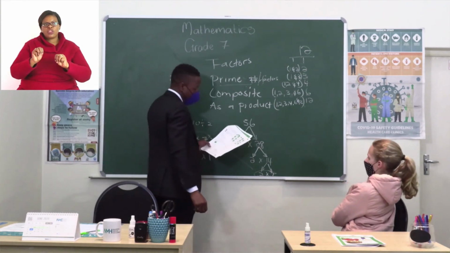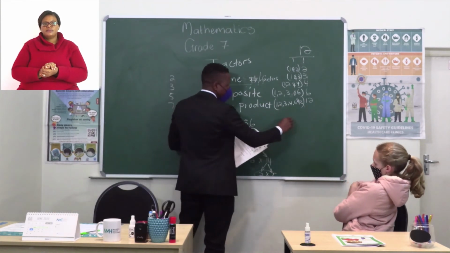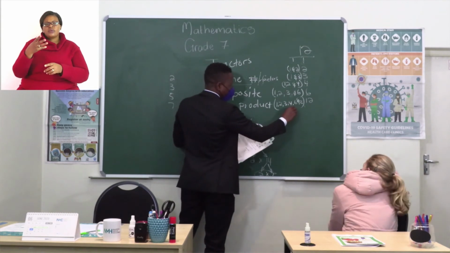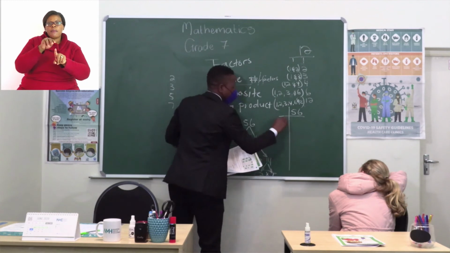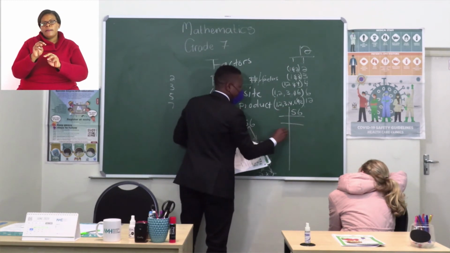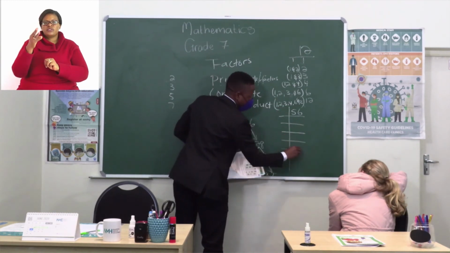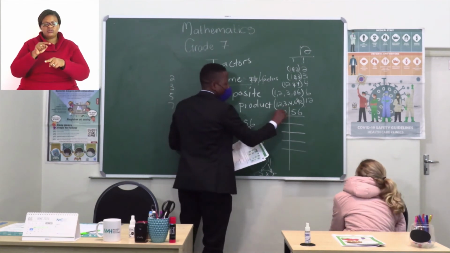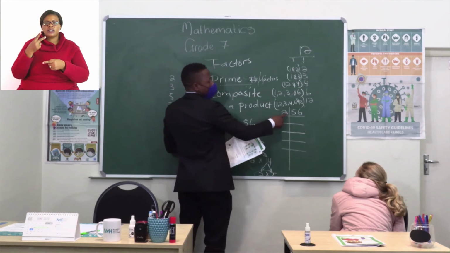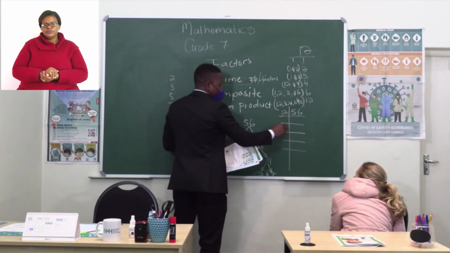Another method is the ladder method, whereby we have 56. Here, we must halve 56, or we must divide 56 by 2. 56 divided by 2, of course, I get 28.